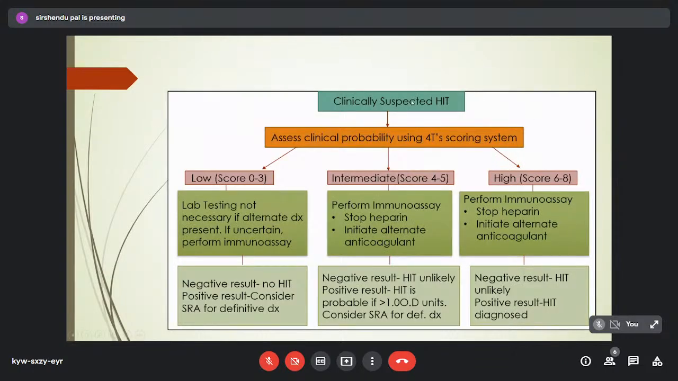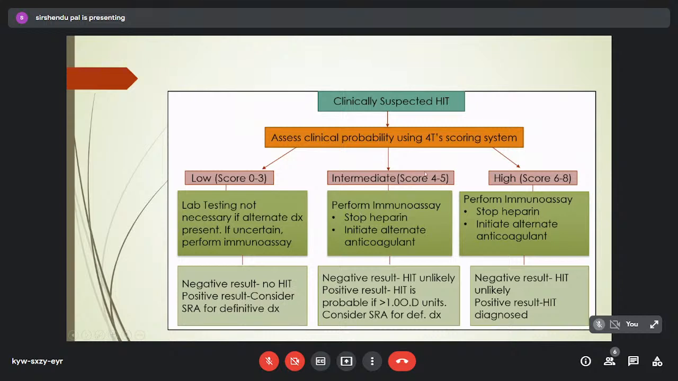This is the algorithm. When we clinically suspect HIT, we first go for the 4T scoring system. If the score is low, that is 0 to 3, then lab testing is not necessary if an alternate diagnosis is present. If the alternate diagnosis is uncertain, then we have to perform immunoassay. If the immunoassay shows a negative result, we can rule out HIT, but if it shows a positive result, then we have to consider a functional assay in the form of serotonin release assay for the definitive diagnosis.